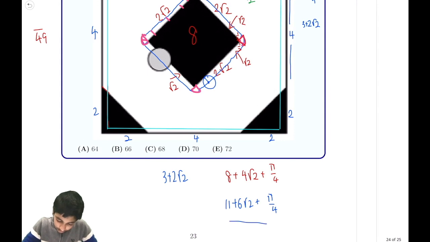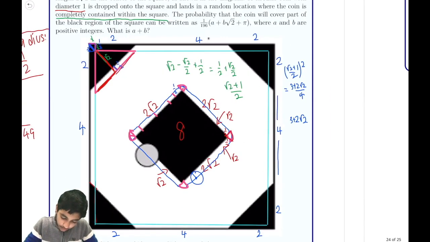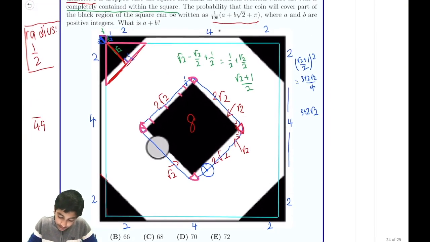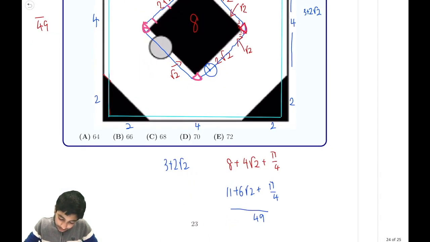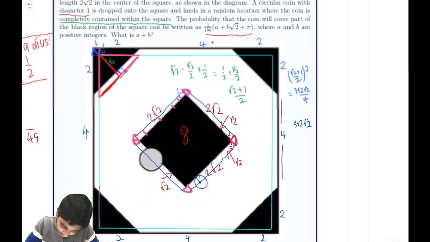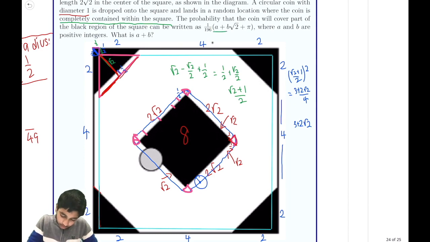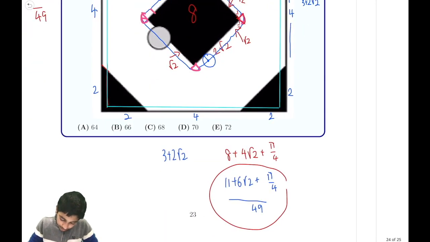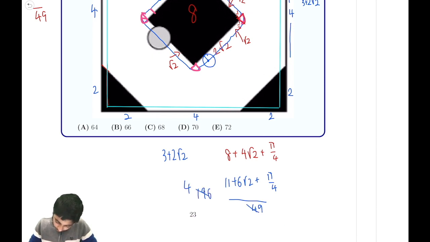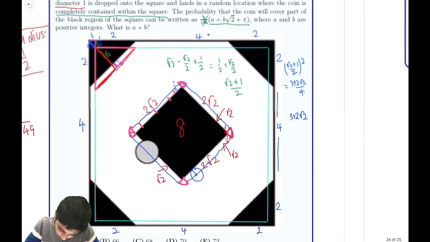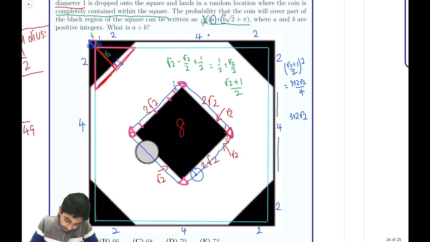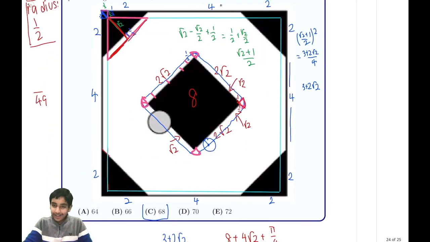But then it's saying our answer has to be of this form. So essentially, we want to find 196 times this quantity here, ignoring this. So what is 196 times this quantity? Notice that 196 is 4 times 49. This gives us an answer of 44 plus 24 root 2 plus pi. And then that gives us an answer of 44, which is A, plus 24, which is B, which gives 68, and we are finally done.